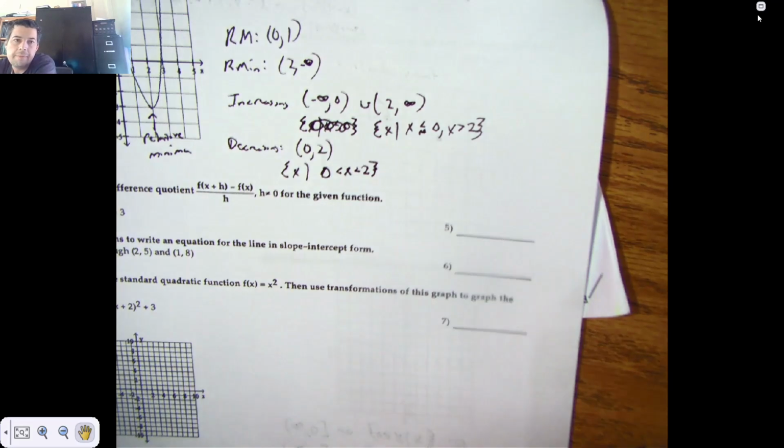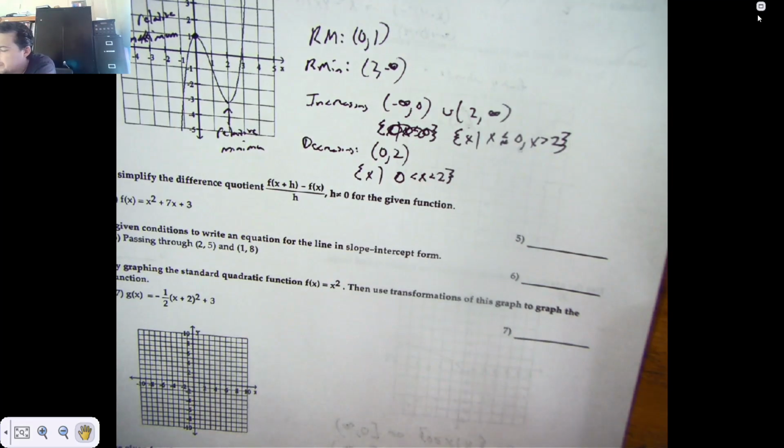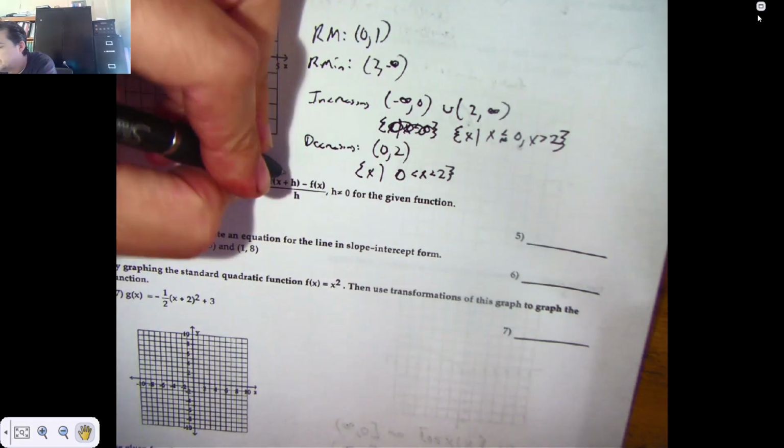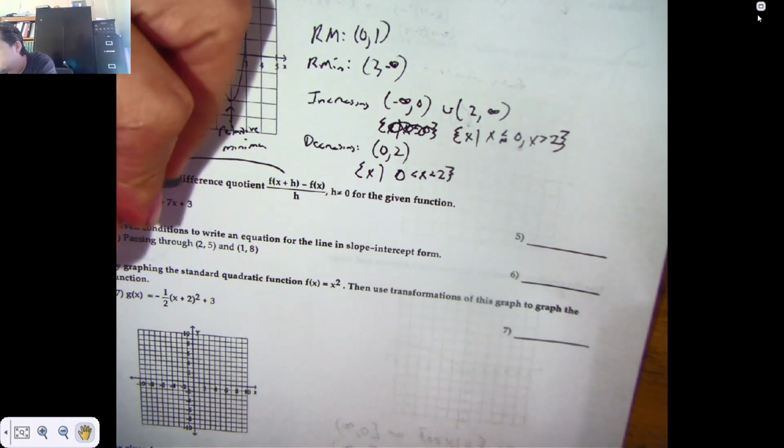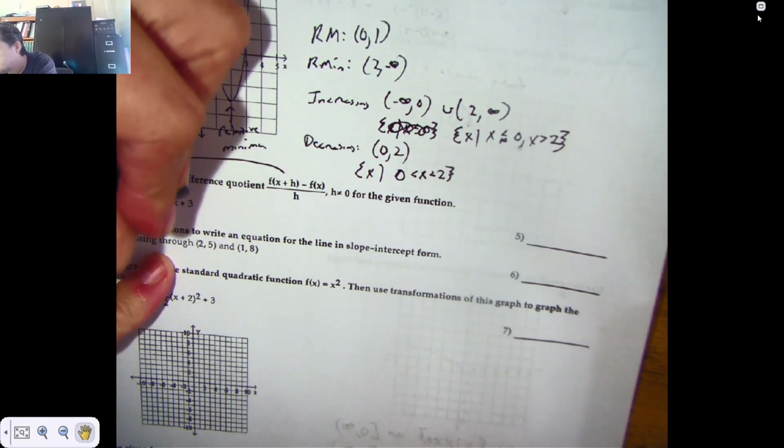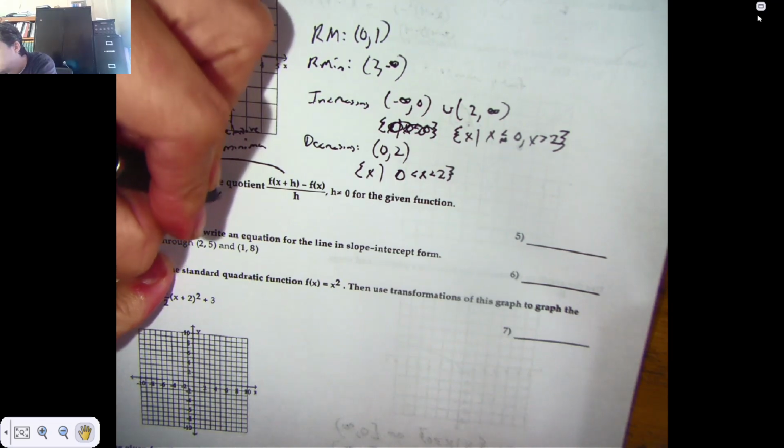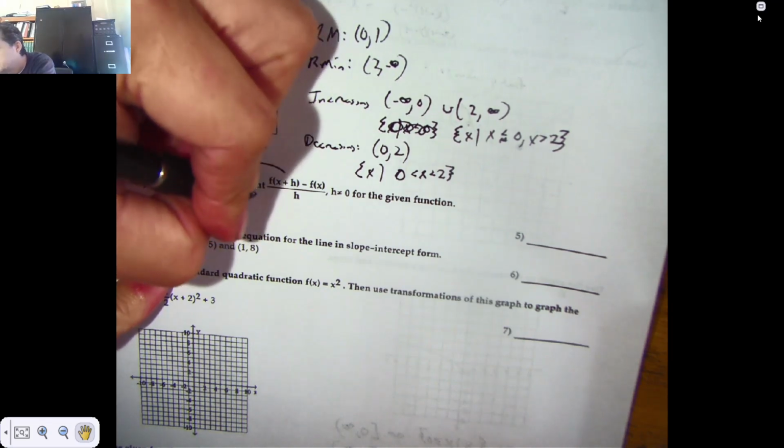All right, this one. This is going to be one of those that bothers y'all. I didn't do enough of this kind of stuff with y'all in Algebra 2. I did a lot of it this year with the kids in Algebra 2, and I'd say 10 of them can do it, which is pretty good, actually. But everywhere you see an x, the first thing you're going to do is you're going to become x plus h. So this becomes x plus h squared plus 7 times x plus h plus a 3.